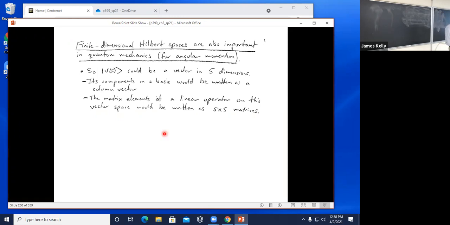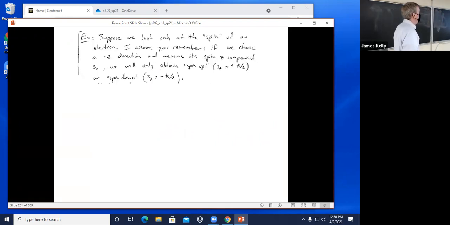So the matrix elements on this are good old 5 by 5 matrices if we're talking about a 5-dimensional vector space. Okay. And the major application in quantum mechanics, the reason it's so important, is because of spin, to describe spin and how, well, we'll talk about how to think about them, how a spin state, say, of an electron changes as time goes on.